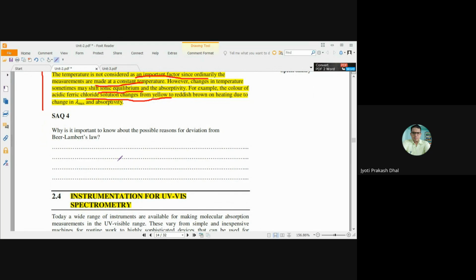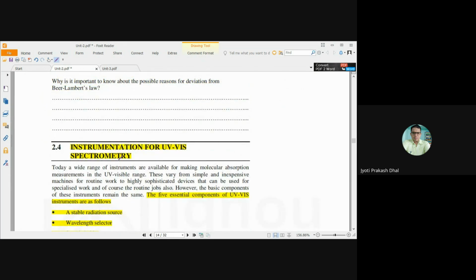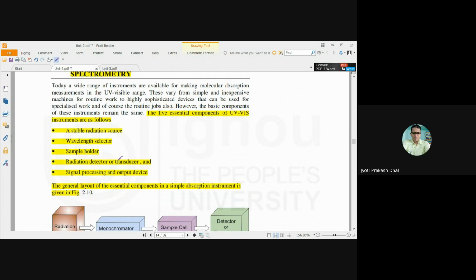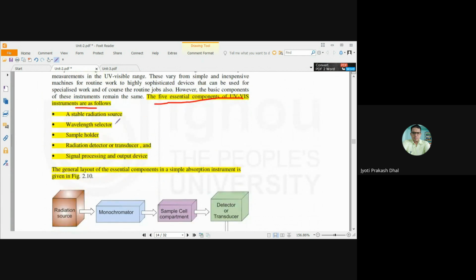Lambert-Beer's law. Now coming to the instrumentation for UV visible spectrometry. So the five essential components of the UV visible instrument are as follows. The first one is a stable radiation source.